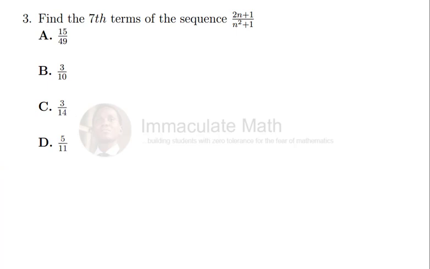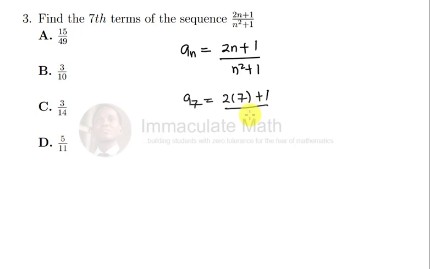In this question, they said to find the seventh term of this sequence. What will be the seventh term? They've already given me the nth term to be 2n plus 1 all divided by n squared plus 1. So the seventh term would be 2 multiplied by 7 plus 1, all divided by 7 squared plus 1.